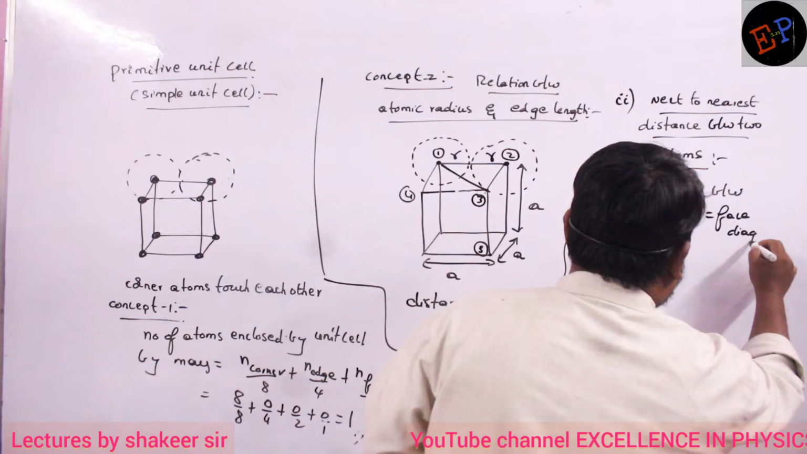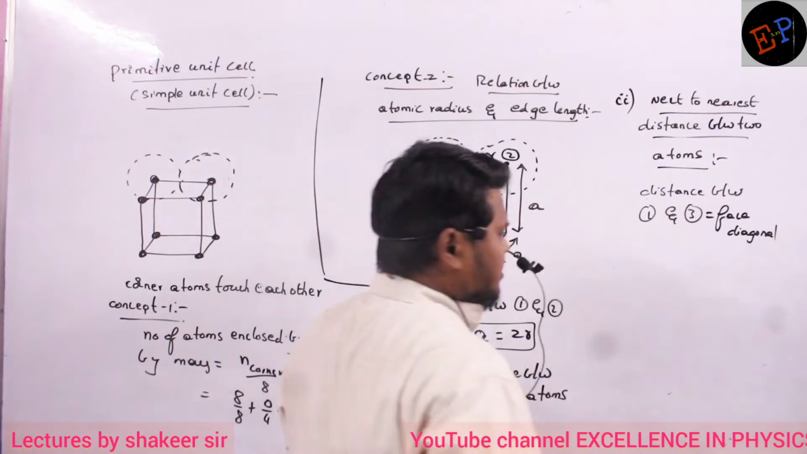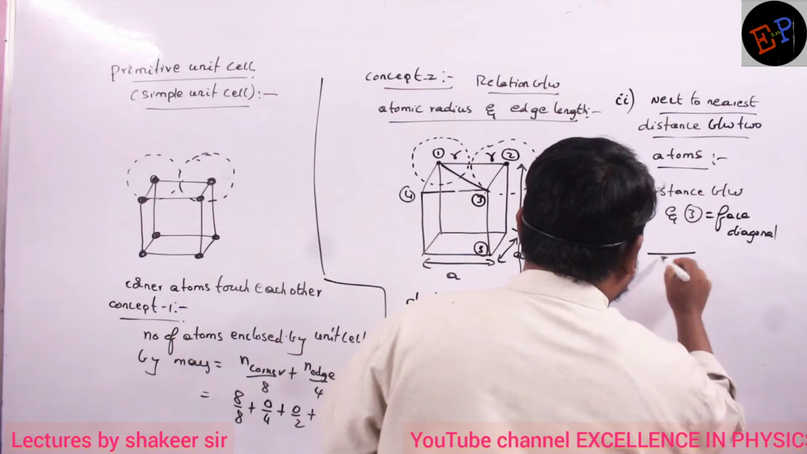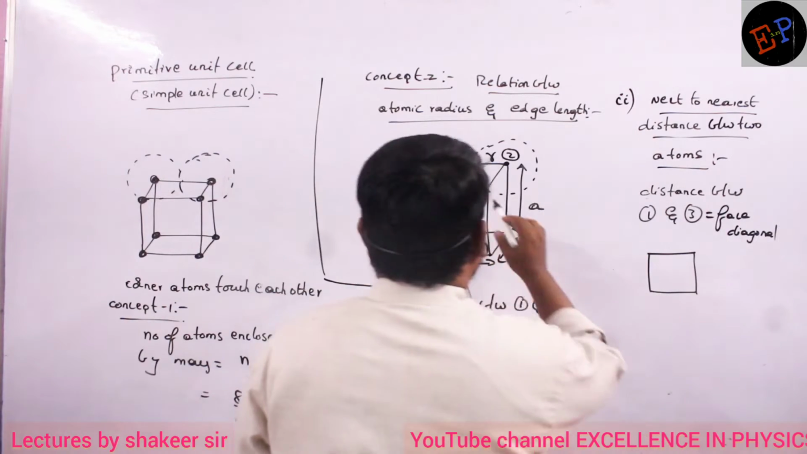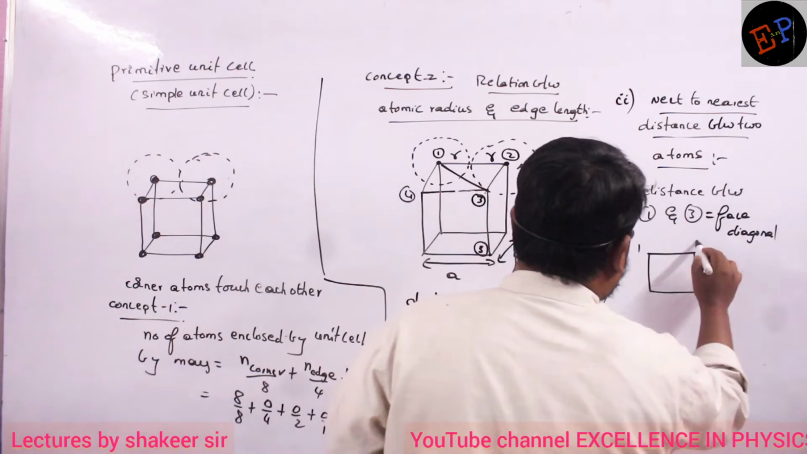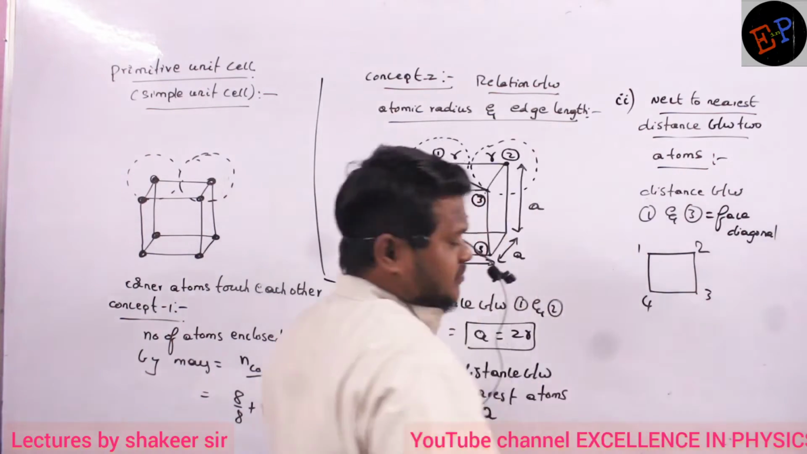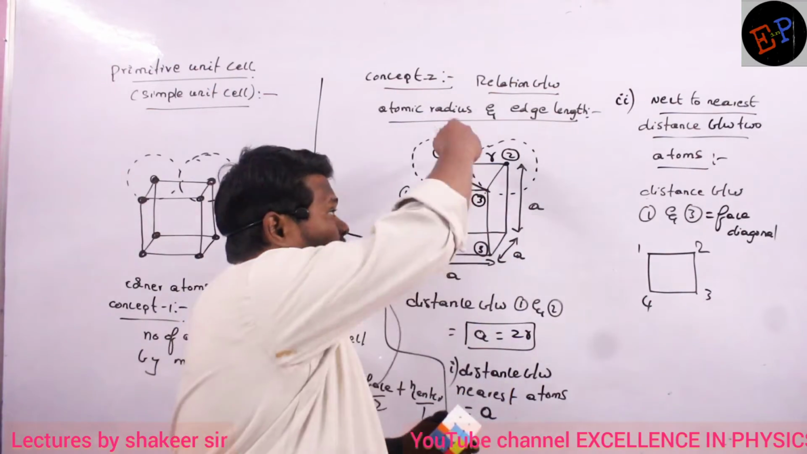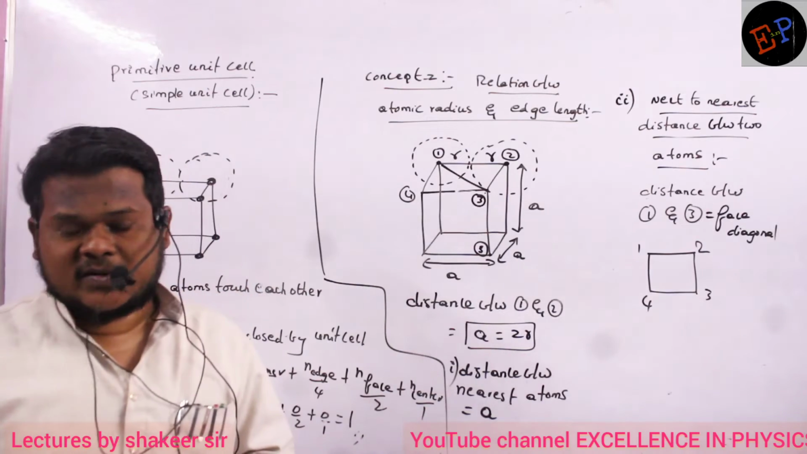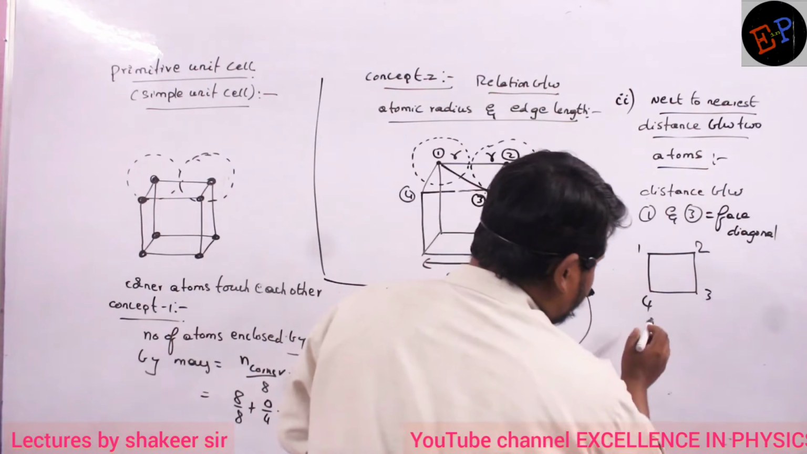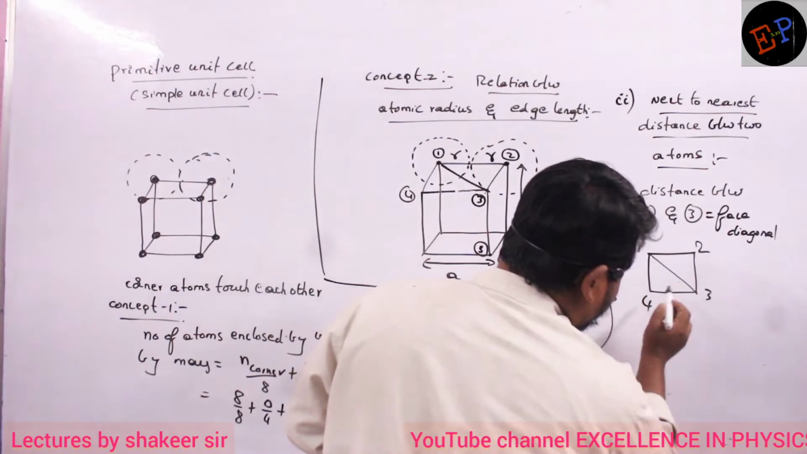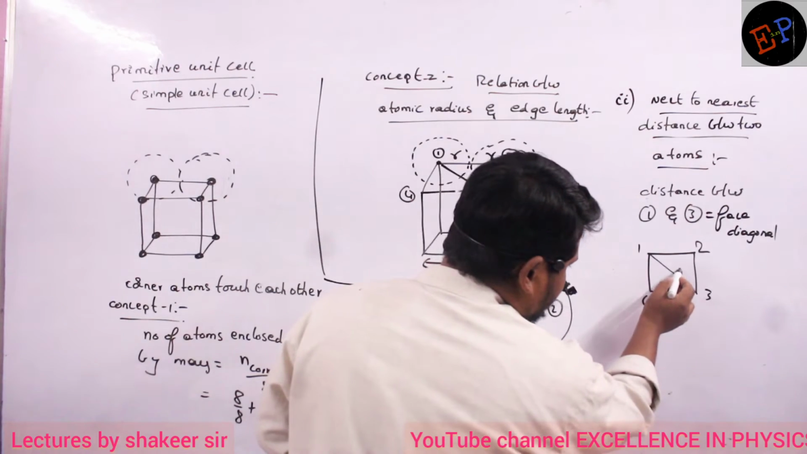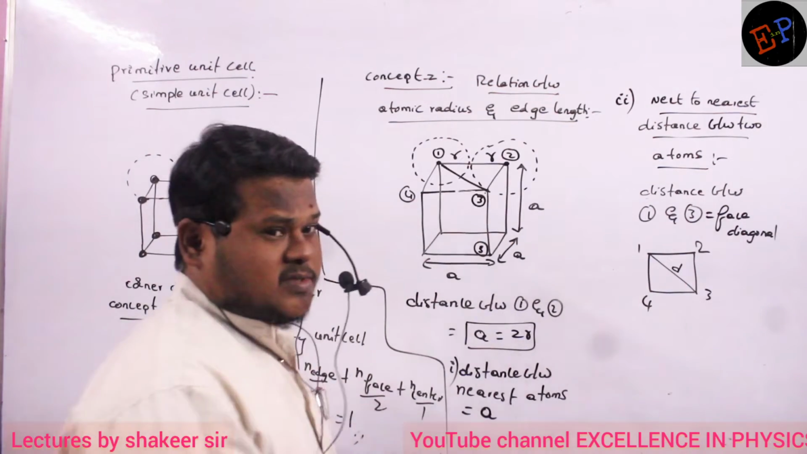Now can you say what is the length of a face diagonal? For example, if I draw this face, 1, 2, 3, 4, this is the topmost face. When seen from above, this is the face we see. Now in that face 1, 2, 3, 4, this is the distance which I am taking, okay? Now can you say how much this distance will be?